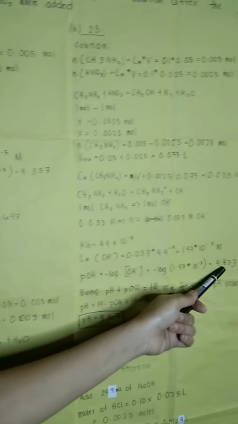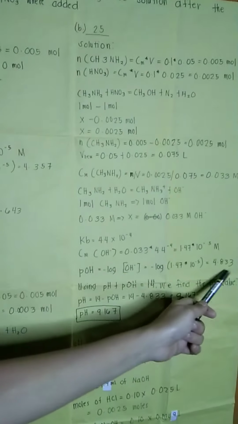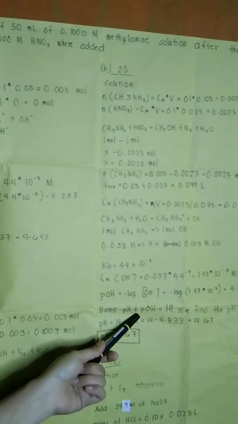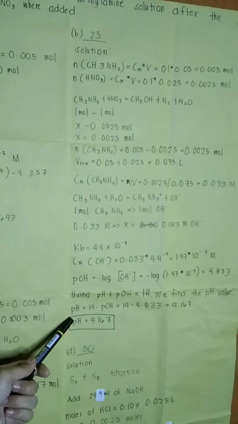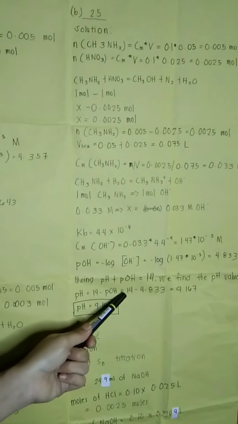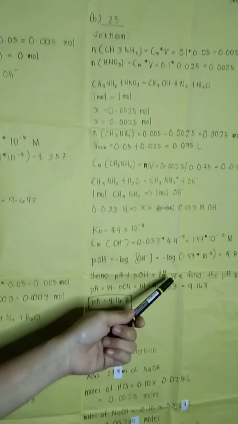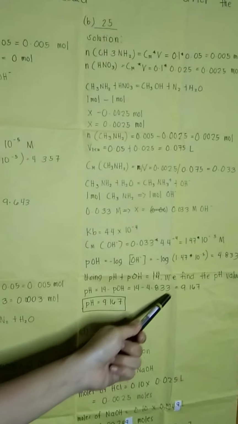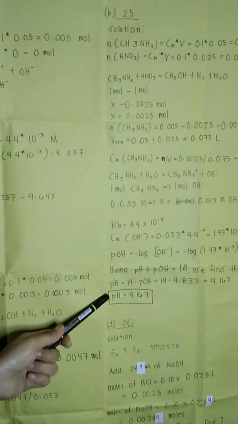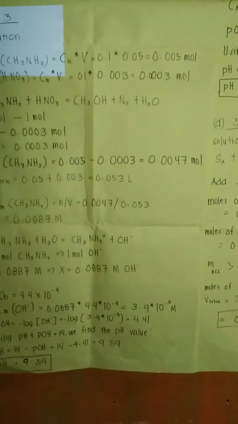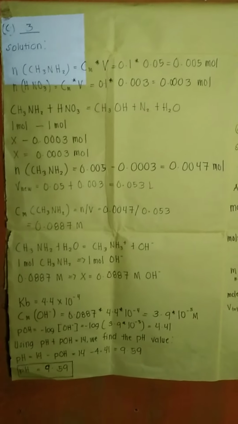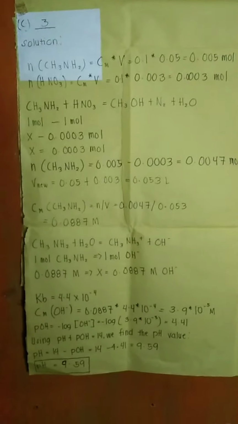We can get 4.833. Using pH plus pOH equals 14, we find the pH value. pH equals 14 minus pOH equals 14 minus 4.833. We can get the answer 9.167. So the final answer of this problem is pH equals 9.167. Part C, which is 3. And this is the solution of this problem.